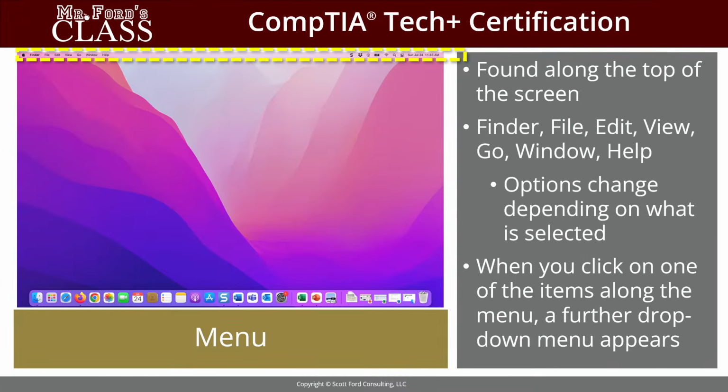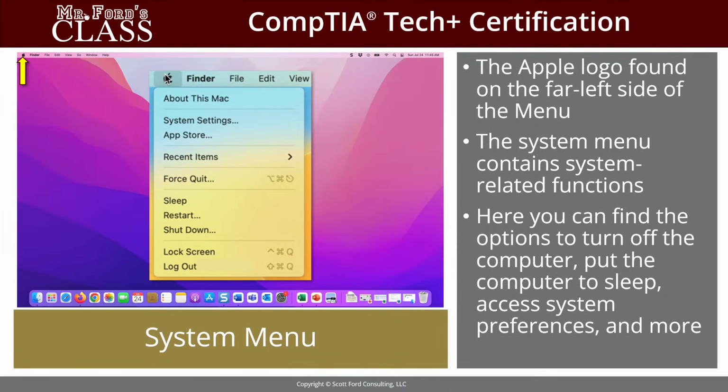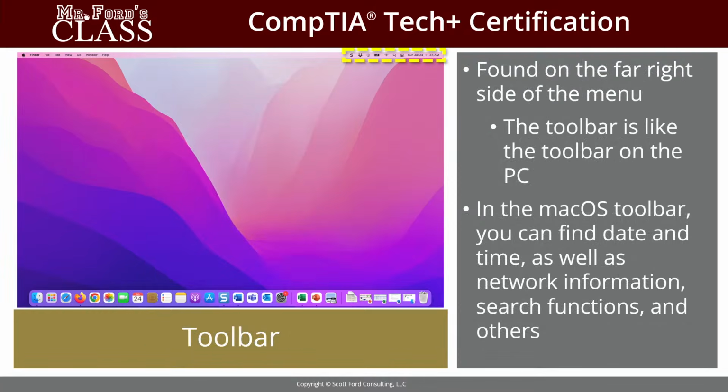The menu is at the top of the screen by default. Up here, you find your Finder, File, Edit, View, Go, Window, Help, all that stuff. To the top left side is that little Apple icon. That is the system menu, the Apple logo found on the far left side of the menu. And in here, you have all sorts of goodies that can help you out. To the top right part of the macOS screen by default, you have the toolbar. This is where you find dates, times, as well as networking information, search functions, and other things.